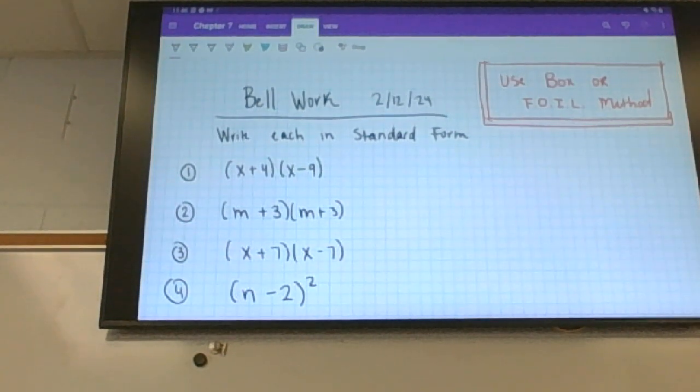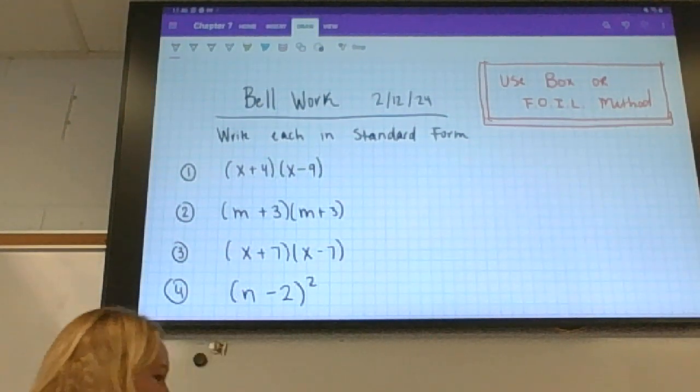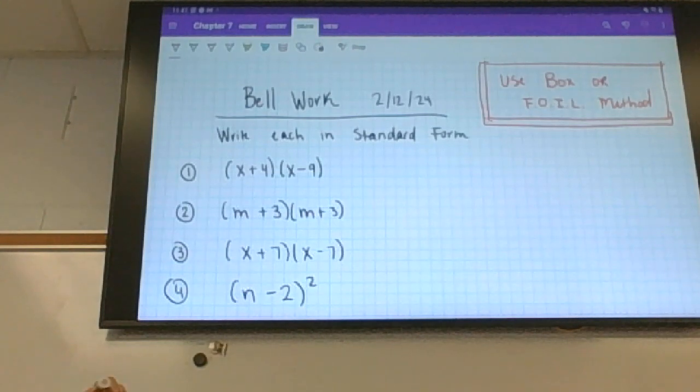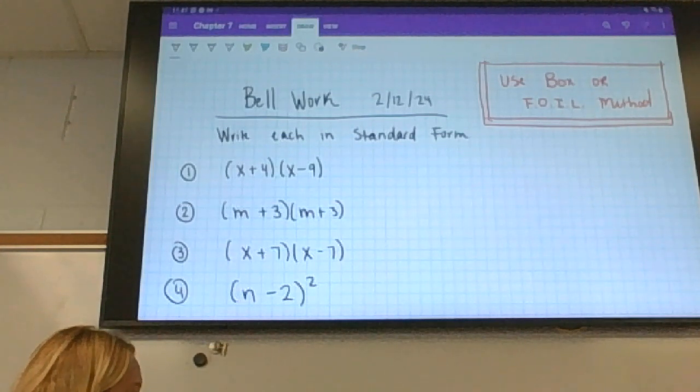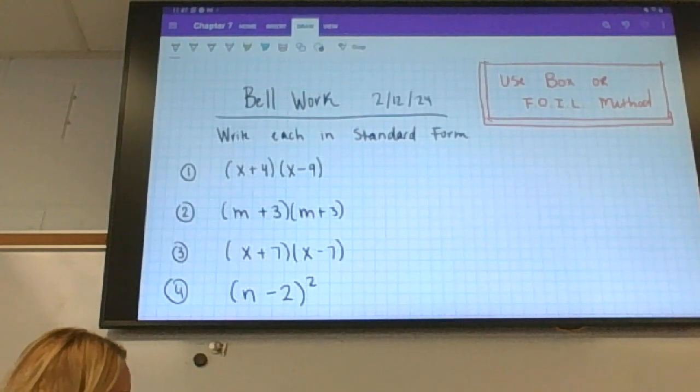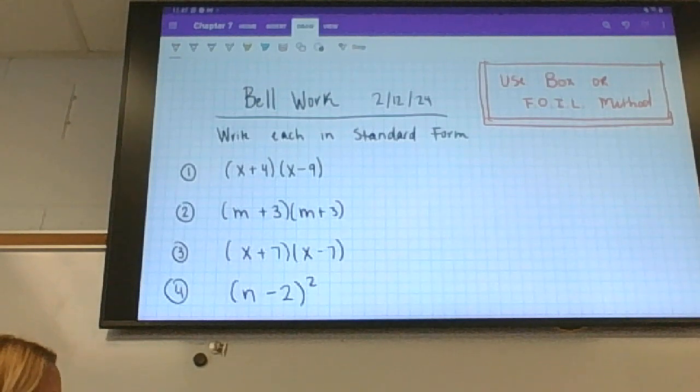Let me go ahead and get this in writing for you guys. Well, first let me start. Number one. So, the box method from last Thursday. And you don't have to use the box method. You can think about it like double distribution is good too, but I'm going to start with this one.